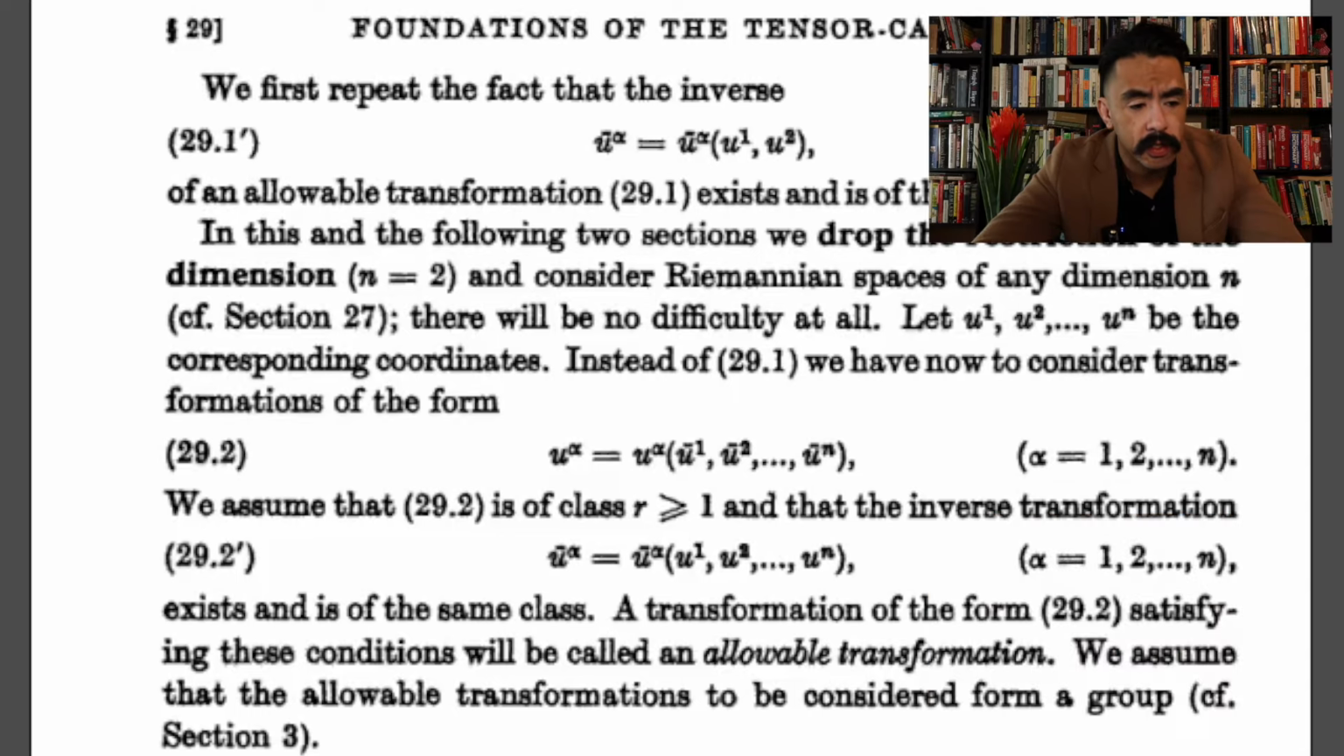And we assume that this transformation u alpha is of class r greater than or equal to 1, and that the inverse transformation u over bar alpha, similarly given by a function u over bar alpha in terms of u1 through un, where alpha can be 1 through n, exists and is of the same class. A transformation of this form satisfying these conditions will be called an allowable transformation.